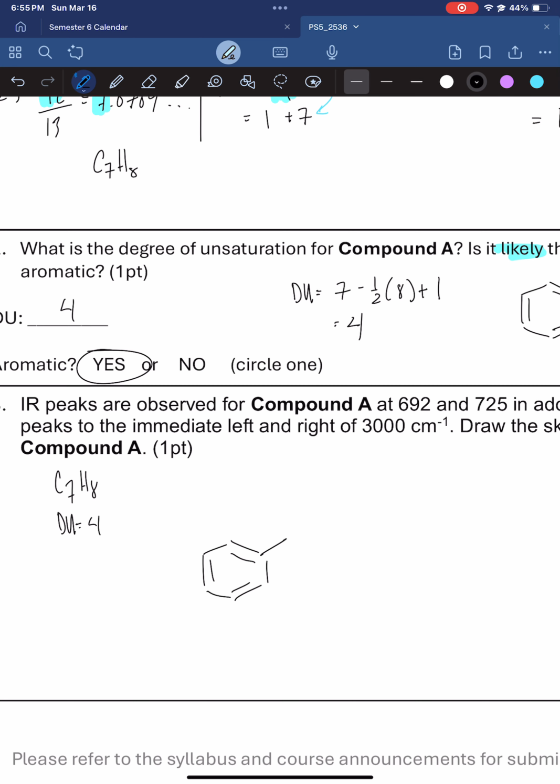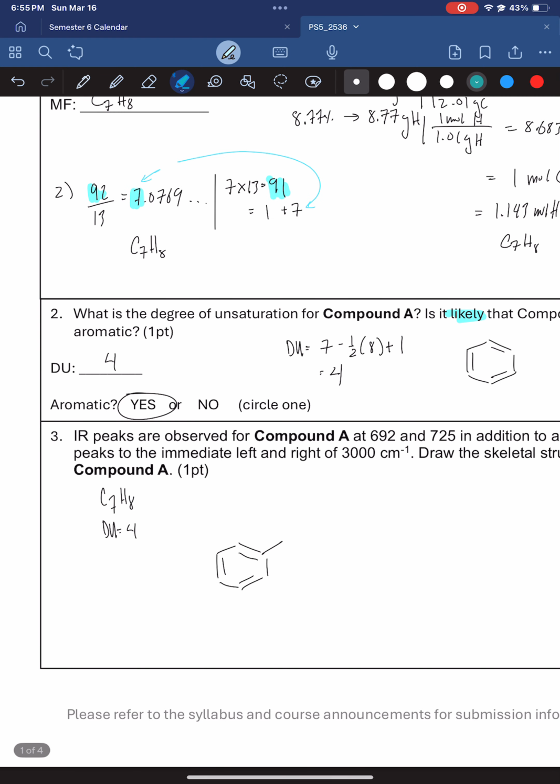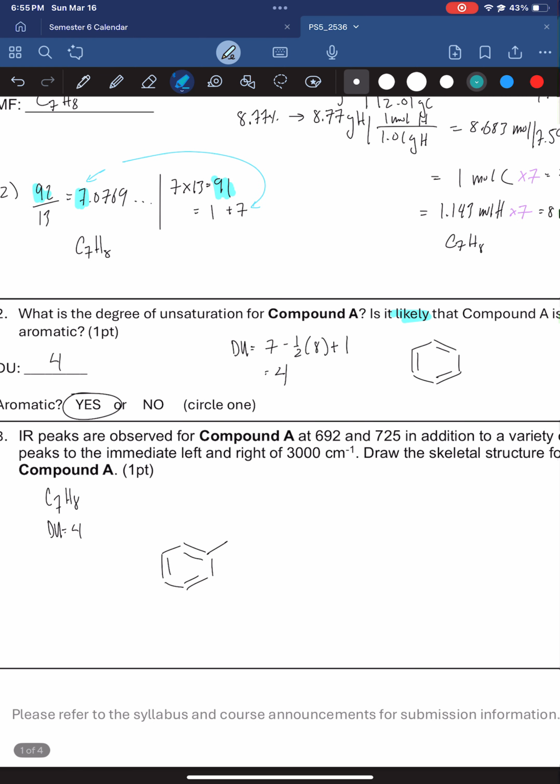And I did this without even using the information given by the IR peaks. I just deduced the structure based on questions 1 and 2. So I'm not saying that you guys should do this. It's just a starting point. Like, where do you want to start off here? And then using additional information, you try to piece together this puzzle that is unknown. So in this case, we have peaks immediately to the left and right of 3000.